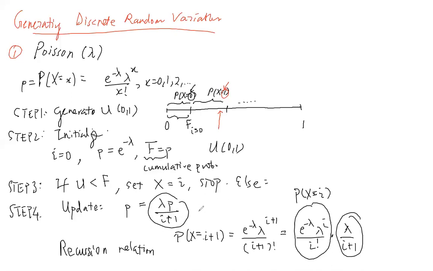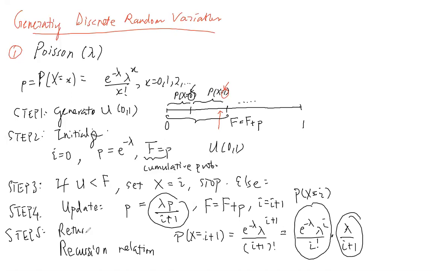And then you also update your f. Your f is now the previous f plus the new p. So instead of your f being here, you have updated your f to be here, because your f is now the previous f plus p. Once you have updated this, you increment your I. And then step 5 is you return to step 3.